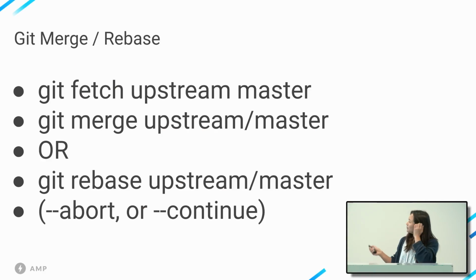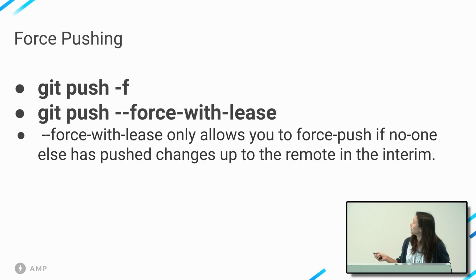So, well, merge or rebase. You can git fetch upstream master and git merge upstream master, or use git rebase depending on whether or not you want to rewrite history. And then, if it goes wrong, abort it. If everything looks good, continue. And in the middle of that, resolve merge conflicts. If you've rebased or amended anything, you will have to force push, sadly, rewriting Git history.